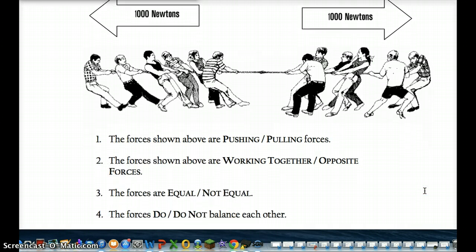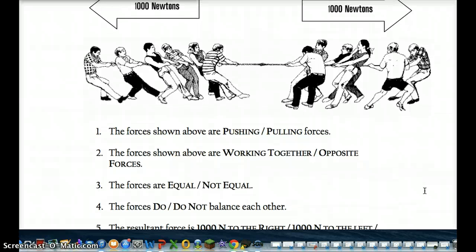In this case, they are pulling. They're both pulling in opposite directions. So they're not working together. The forces shown above are in opposite directions. They're not working together. So are these equal? There's 1,000 newtons on the left, 1,000 newtons on the right. Okay, so you need to decide, is that equal?